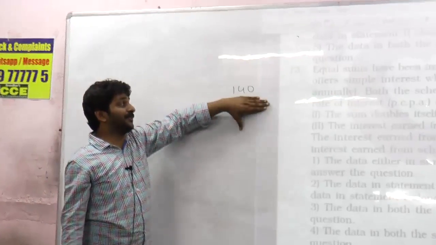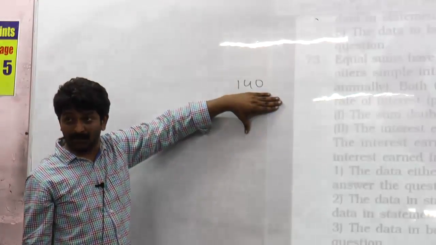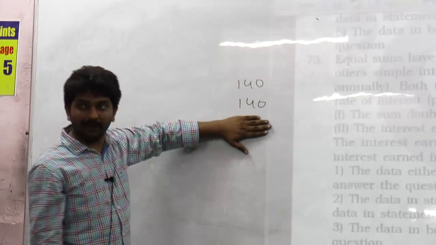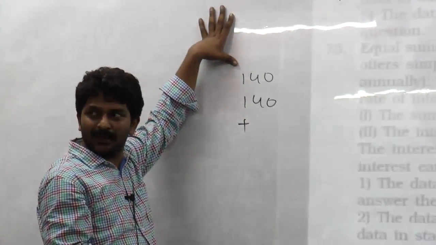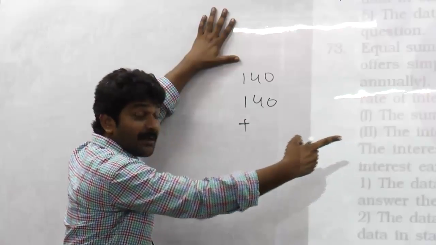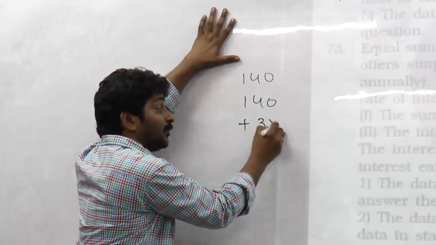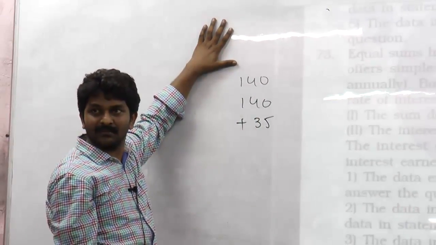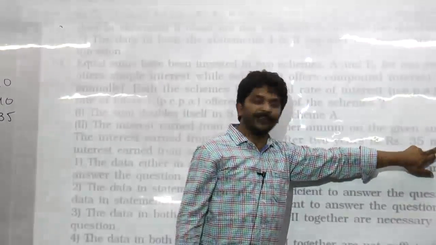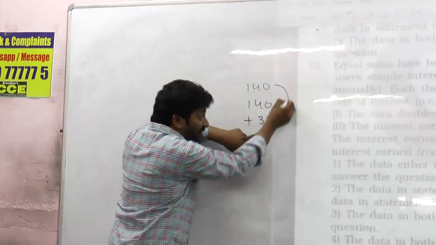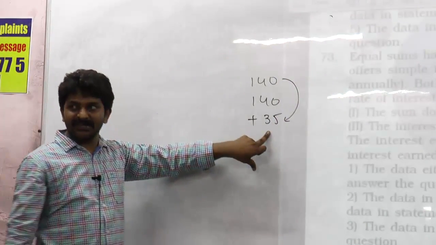Will there be any difference between simple and compound for the first year? No. Second year also you will get 140 plus some extra money. How much extra money are you getting in scheme B? For 2 years, 35 rupees. What is the reason for getting 35 rupees here? That is interest on first year's interest.